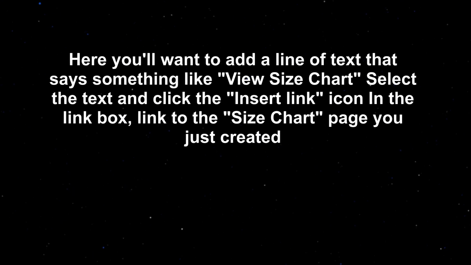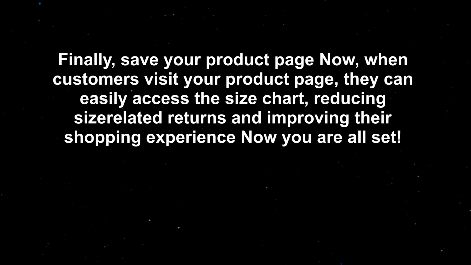Now, go to the product page you wish to add the size chart to, find the product description field and click in it. Here you'll want to add a line of text that says something like View Size Chart. Select the text and click the Insert Link icon in the link box. Link to the size chart page you just created. Finally, save your product page now.